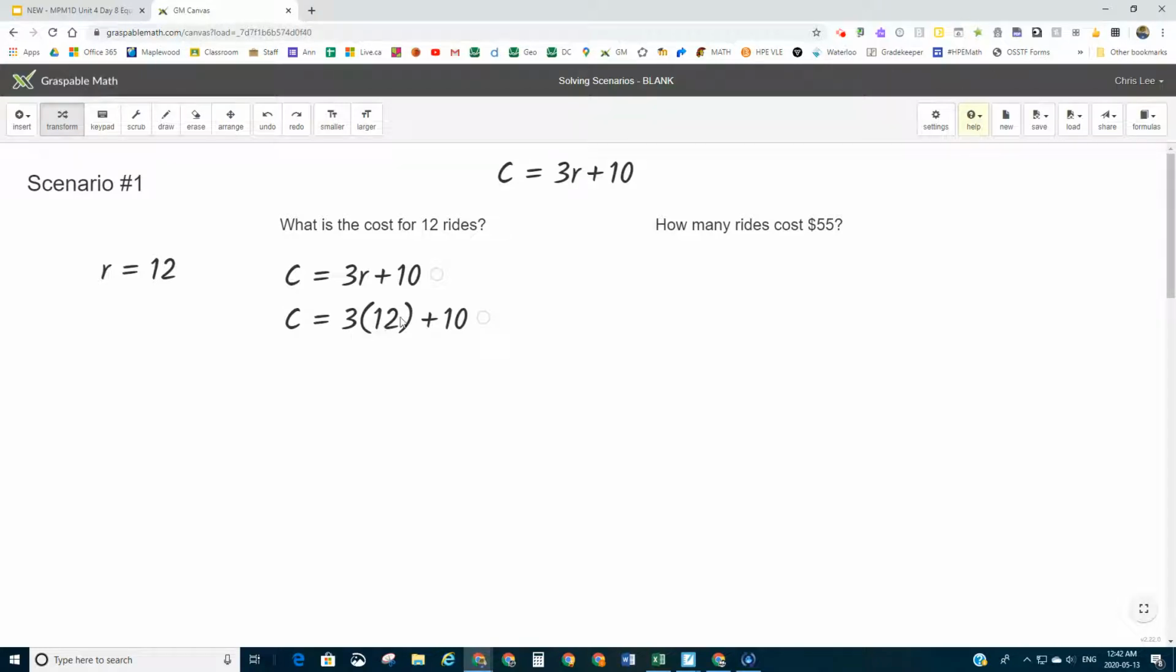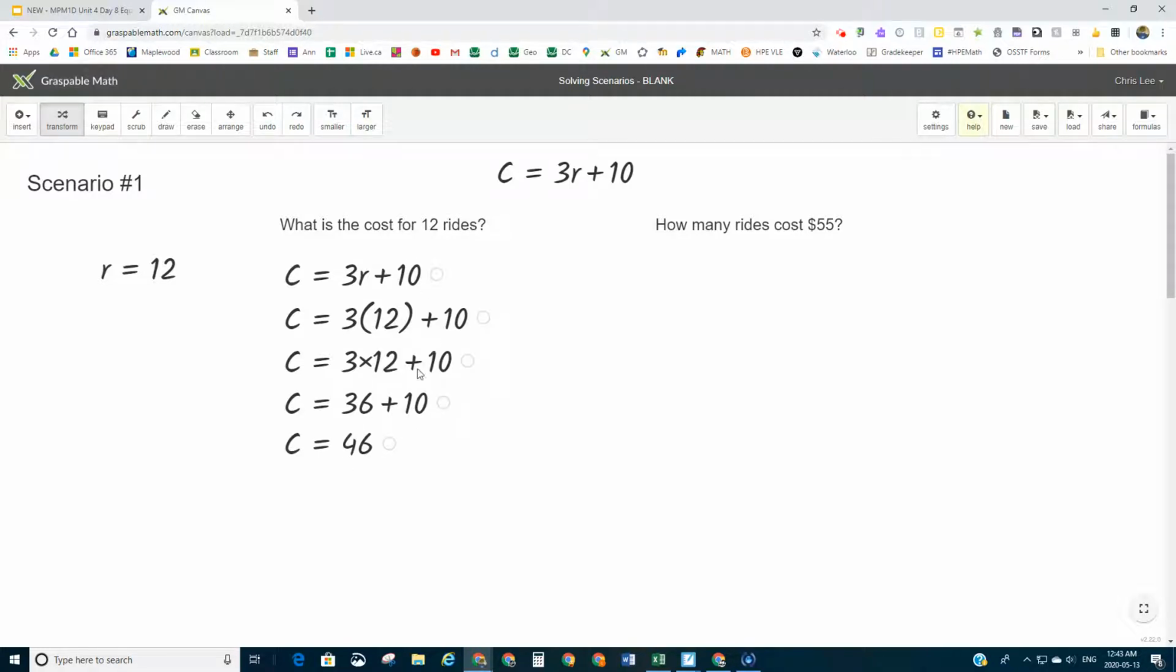So 3 times 12. Well, to get rid of these brackets and change it to a times, I'm going to actually click on the bracket and you see it becomes 3 times 12. And now I can actually click on the times button and it does that multiplication for me. 3 times 12 is 36. And now I can add it and I get 46.